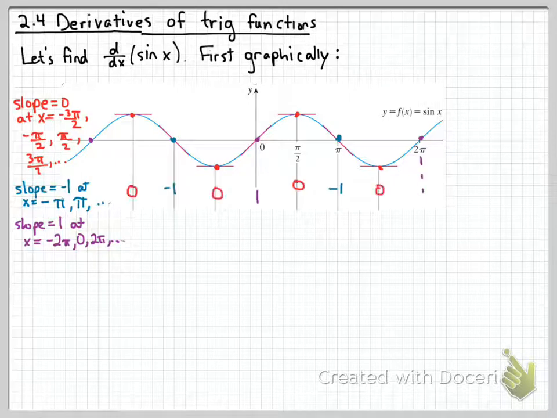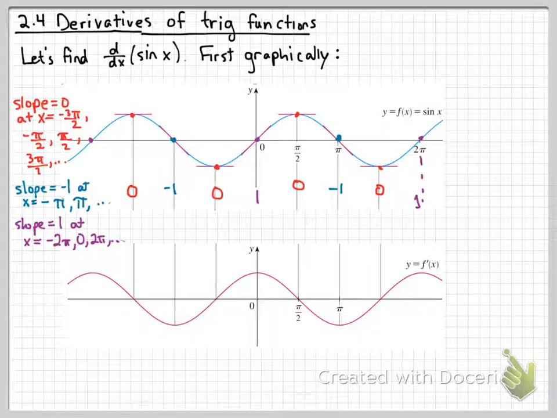Alright, so we've got some values of our derivative. That is, the function has these slopes, 0, negative 1, 0, 1, 0, negative 1, 0, 1. And so the derivative, when we graph it, will have those y values, 0, negative 1, 0, 1, 0, negative 1, 0, 1. So if we try to draw a graph that has those y values at each particular x value, we might get something like this.